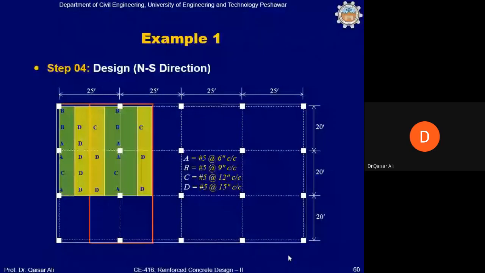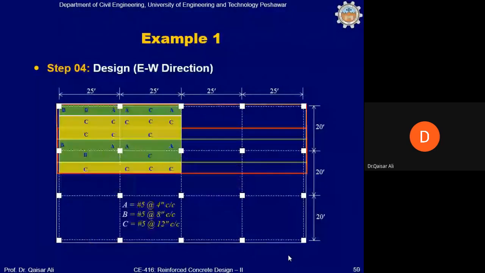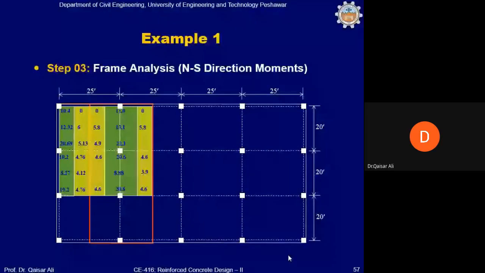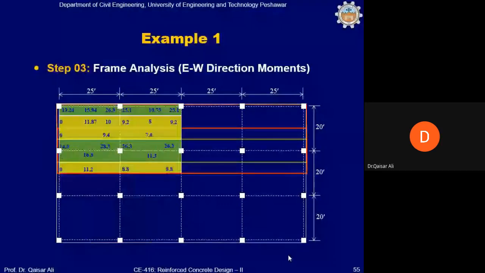Okay, if there are no questions, so first of all, let me give you the design of a bending moment along the east-west direction. We completed the analysis of flat slab along the east-west and north-south directions, both for column strips and middle strips in the last week lecture using the direct design method.